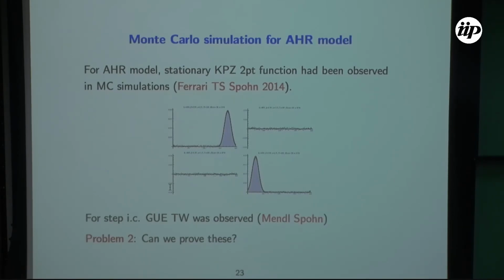So we could formulate the same nonlinear fluctuating hydrodynamics conjecture for this two-species stochastic process. And then there is a concrete conjecture, for example, for the two-point function. From Monte Carlo simulations, we could check this, and they are also agreeing very well with the prediction some years back. And these people, Mendel and Spohn, could also see the GUE Tracy-Widom distribution if they start from step-type initial condition.